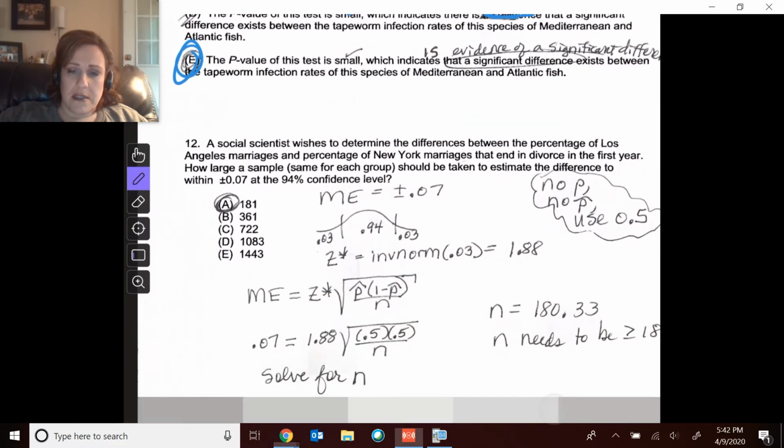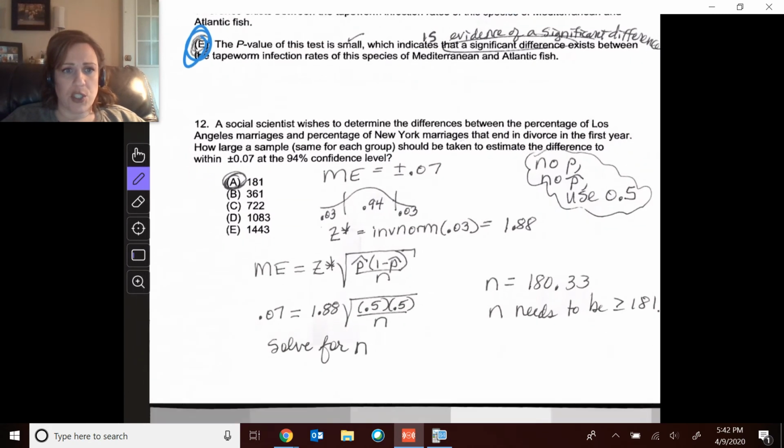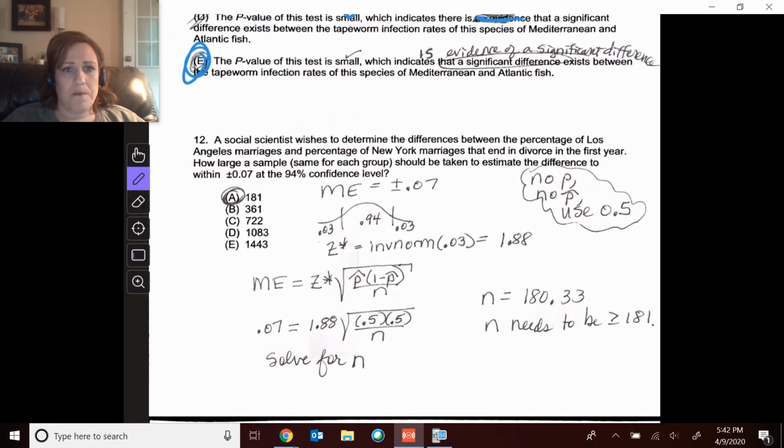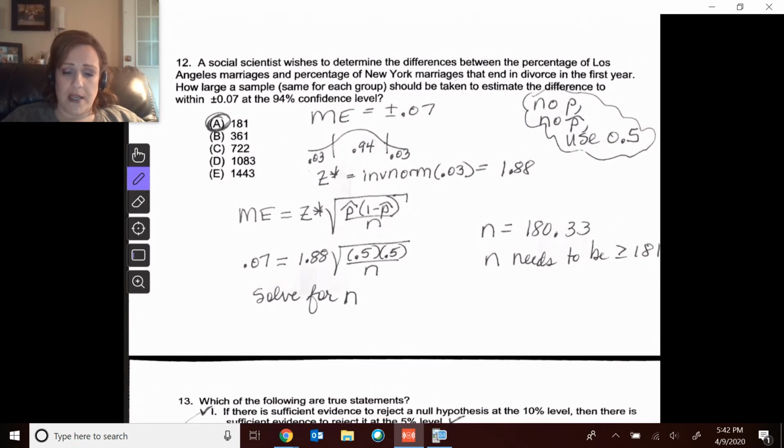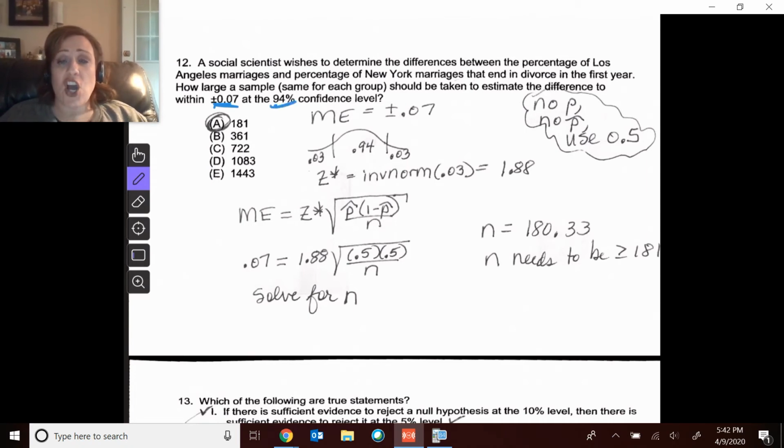All right, then we've got our next one here, number 12. Okay, we've done one very much like this earlier. So we have that situation where we are given that margin of error. We want to have this much size margin of error, being 94% confident.